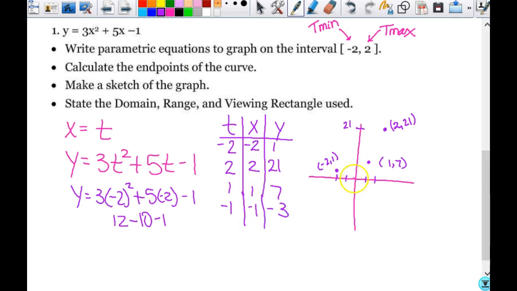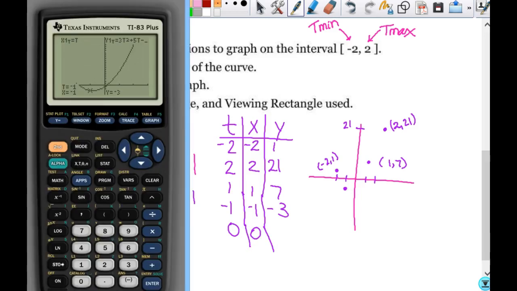So at -1, -3 isn't going to be super far down because of my scale, so I think maybe right about there. So I think 0 would be helpful in there as well. So I know x is 0. Let's see what's happening with y.